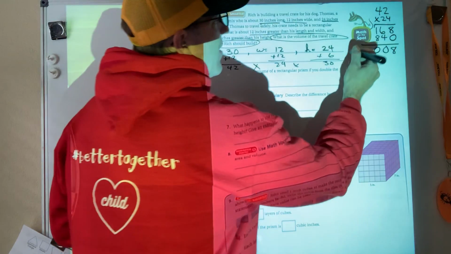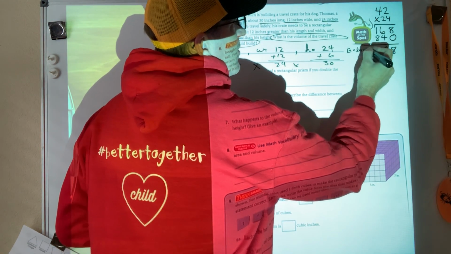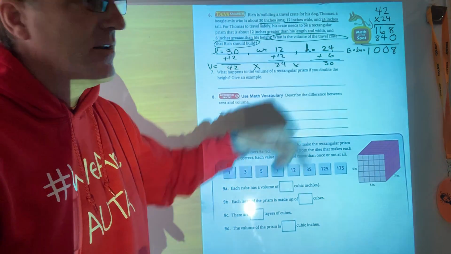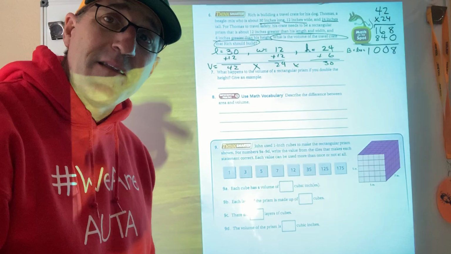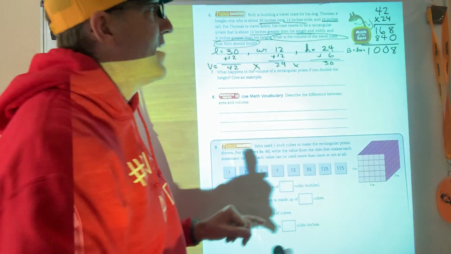So this is my base area, right? Length times width. Base equals length times width. So that's the area of my base. Now I have to multiply it by how tall it is. So I'm going to take 1008 and multiply it by 3 because it's 30, and then I'm going to add a 0 to that.